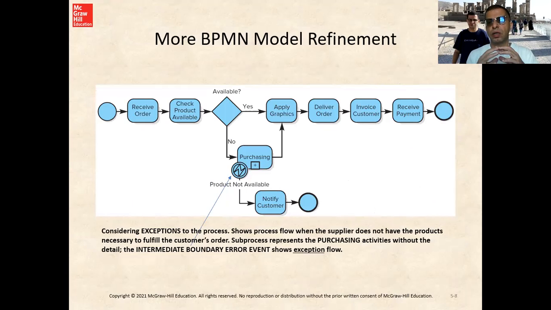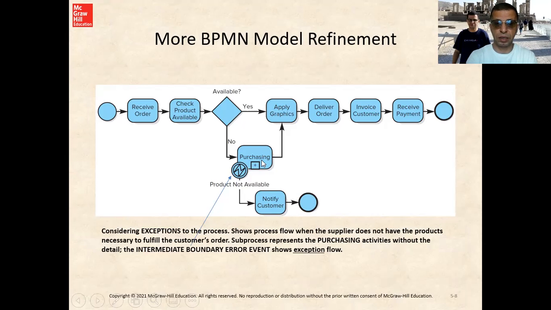Now, if we go into the details in our pool, once we receive the order here, after we get the quote, we check the product availability in the warehouse, whether we have it available. If it's available, we say that this has a two-part answer, always with this sign here. If it's yes, we take it and we apply graphic.